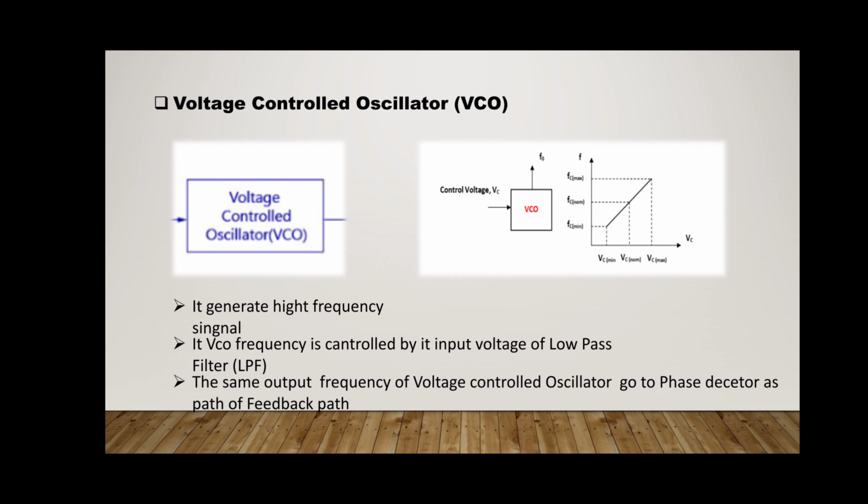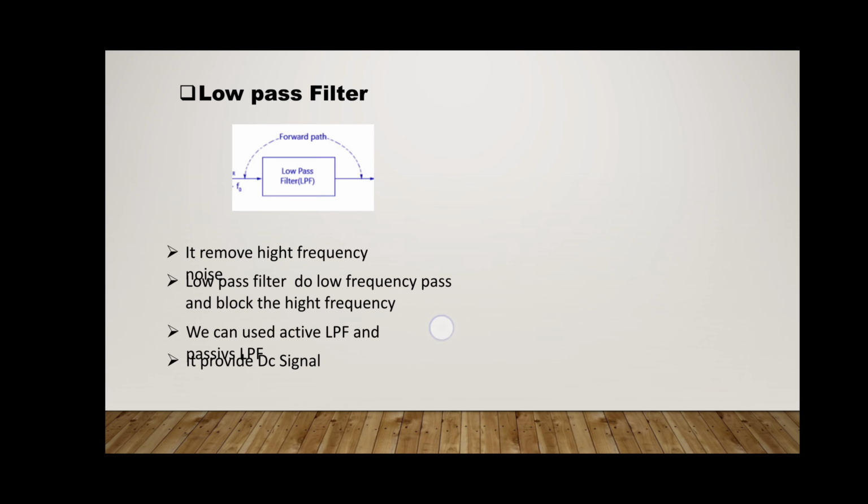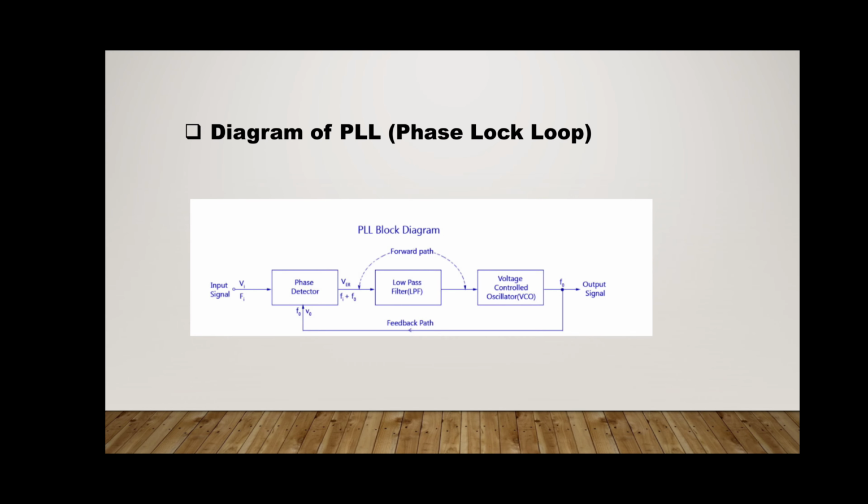Then the same output frequency of the VCO goes to the phase detector as part of the feedback path. Then the phase detector output goes to the low pass filter, and then the signal goes to the VCO. This loop continues like this.